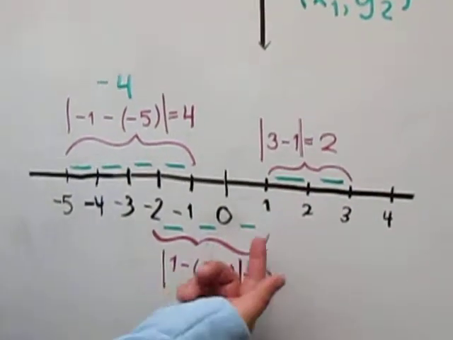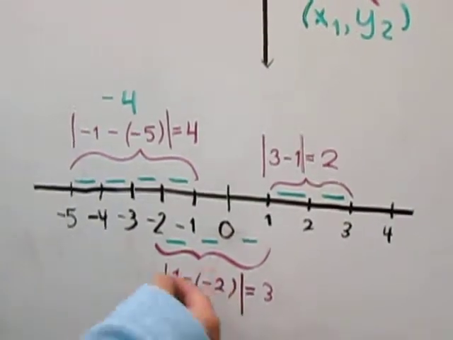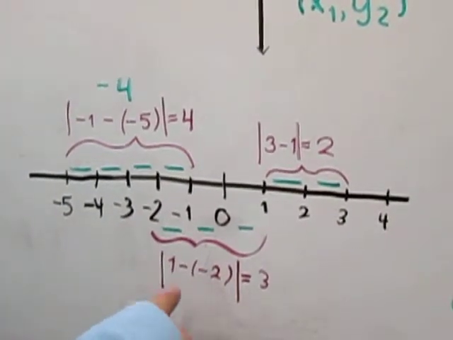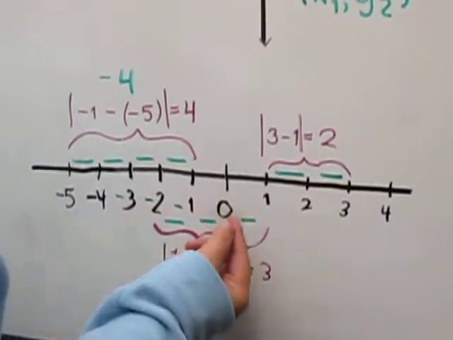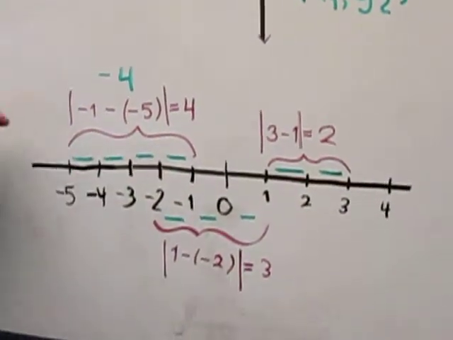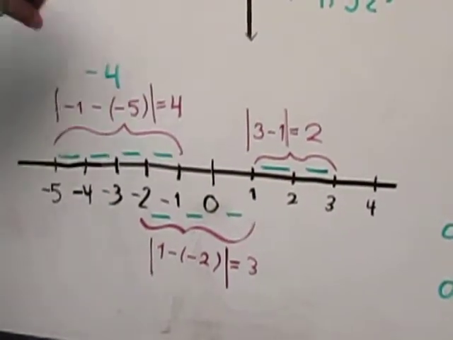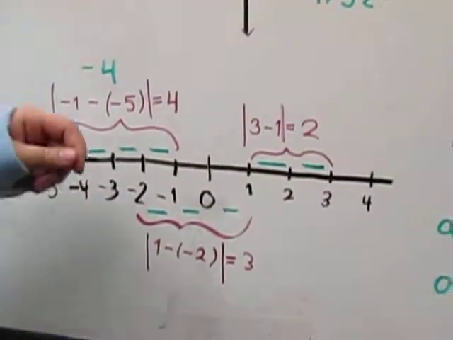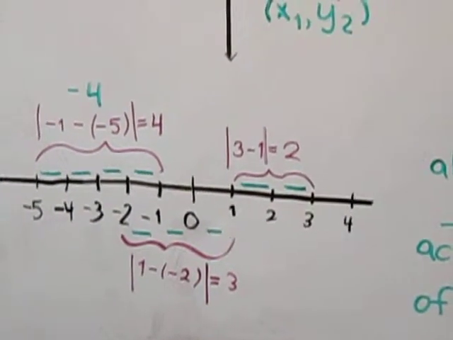In the same way, we have here 1 minus negative 2. Or similarly, we can say negative 2 minus 1, which is negative 3, but the absolute value of that is 3, as you can see. Here, you can see that negative 1 minus negative 5 equals 4, but our absolute value is 4. So that's how we found our distances between 2 points.